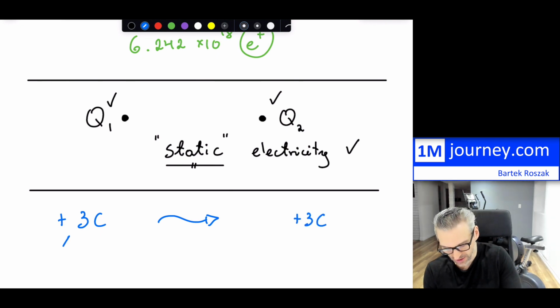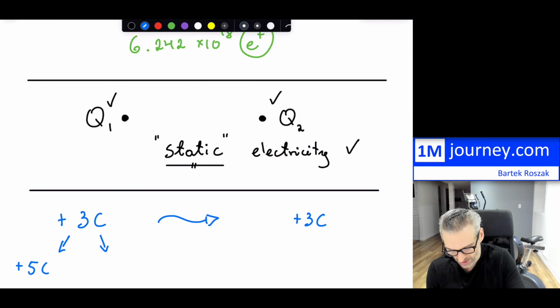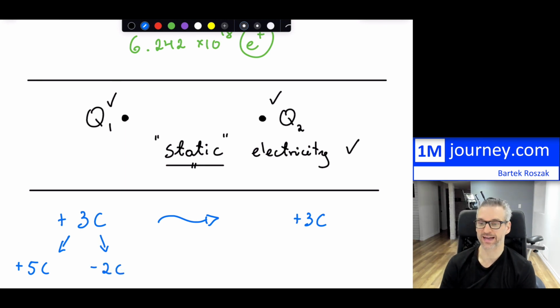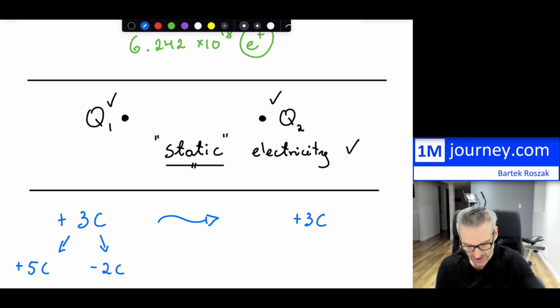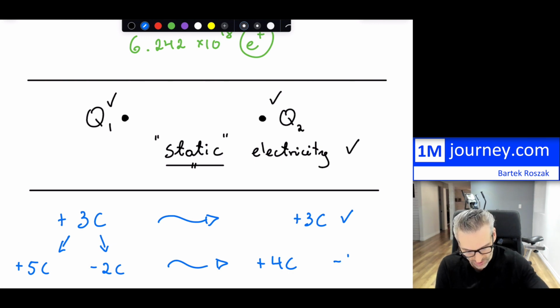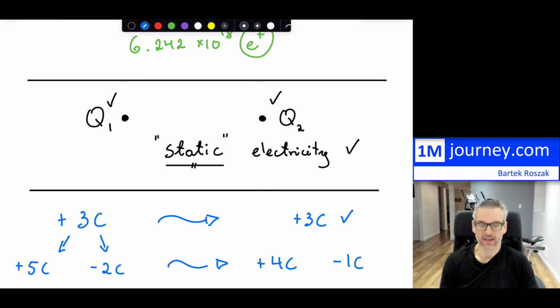Now this 3 coulombs can be separated in some particular way, so maybe it's 5 coulombs over here and negative 2 coulombs over here. When you add them up you still get 3 coulombs. Then something might happen, maybe there is some transfer. In order to still conserve the charge, the 3 coulombs in total, maybe you've lost some of the positive, so you went to 4 coulombs in here. Well, that would mean the other one would be negative 1 coulomb, and it would have been conserved overall. So there you have it.